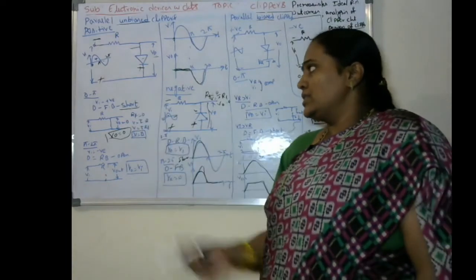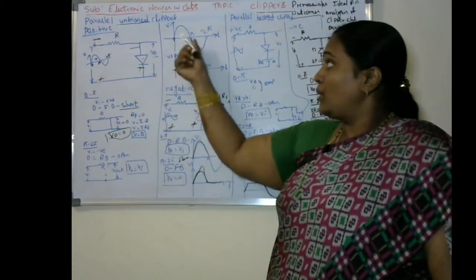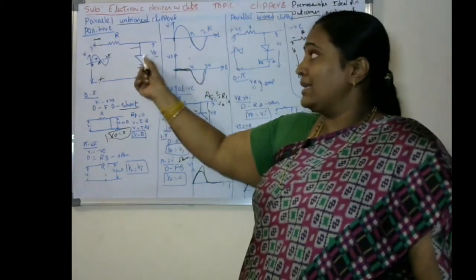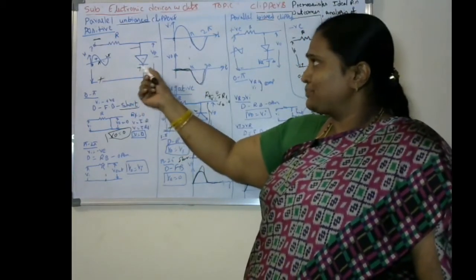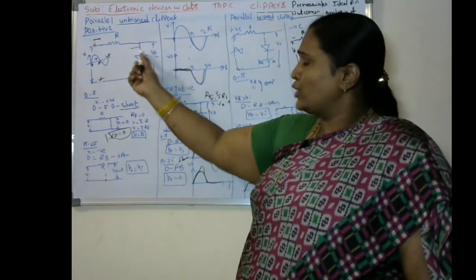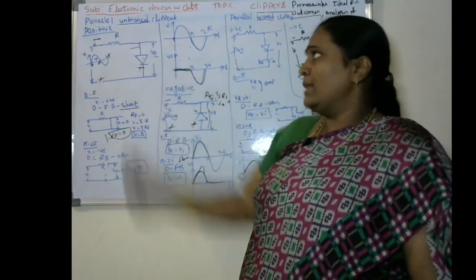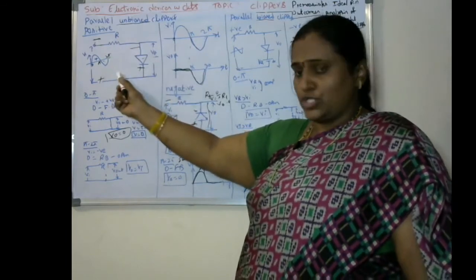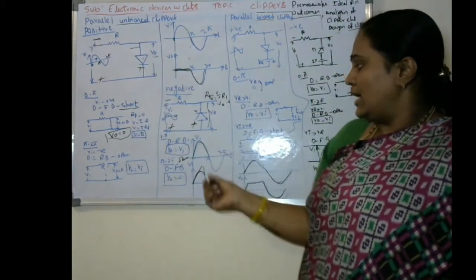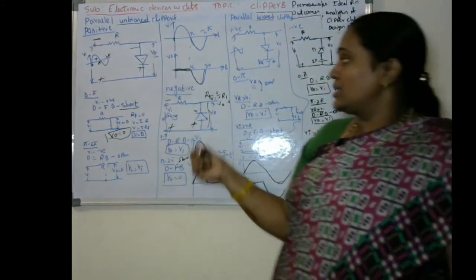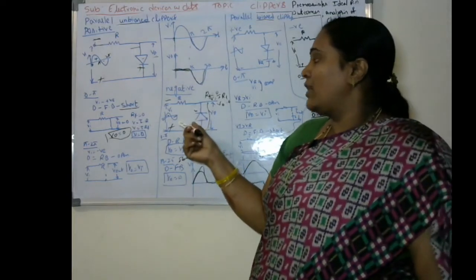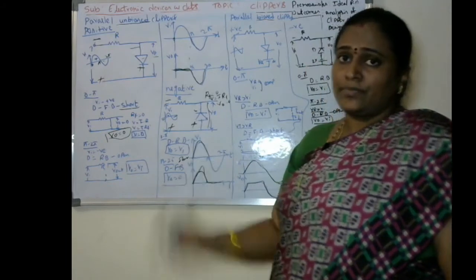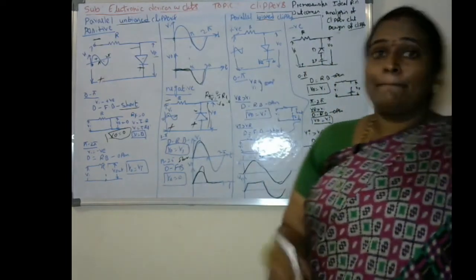Since the first circuit is clipping the positive cycle, and we have connected the diode in parallel and used no reference voltage, it is unbiased. So this circuit belongs to the parallel unbiased positive clipper, and this circuit, since it is clipping the negative portion, comes under the category of parallel unbiased negative clippers. Next we will see the biased cases.